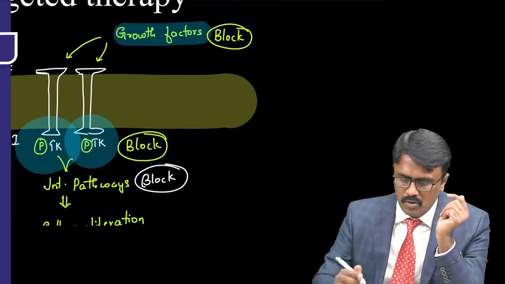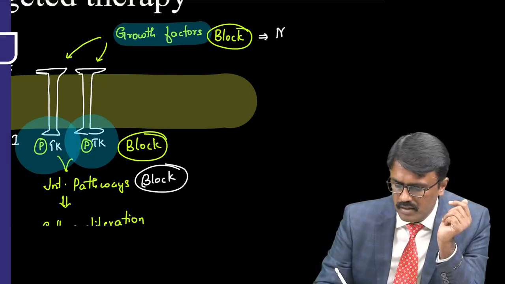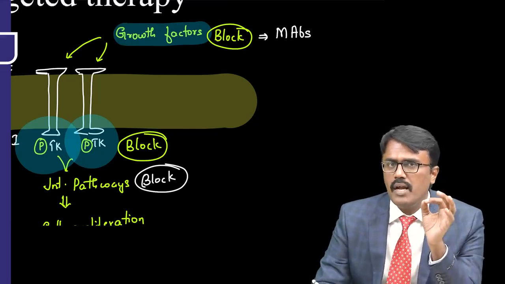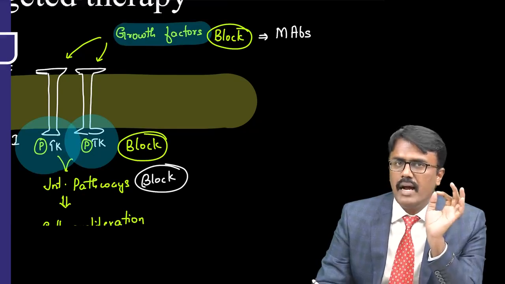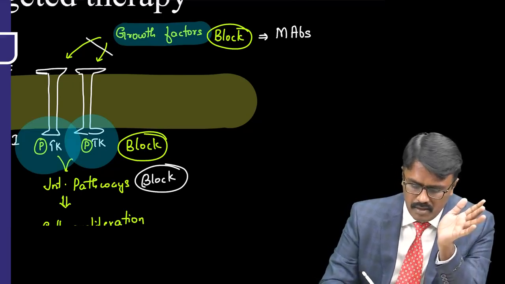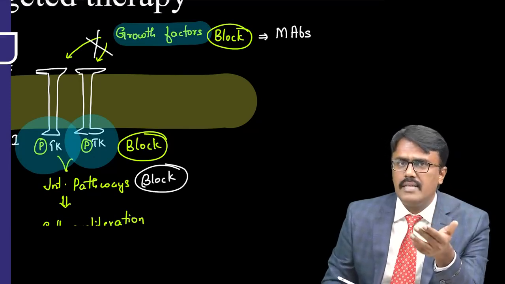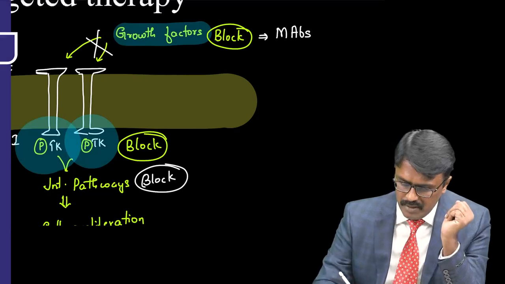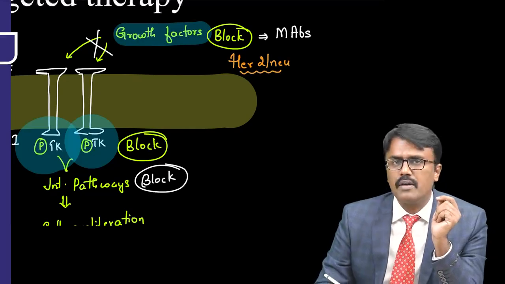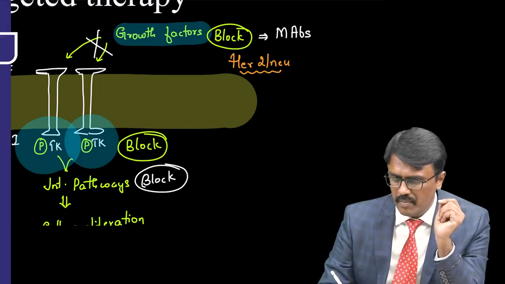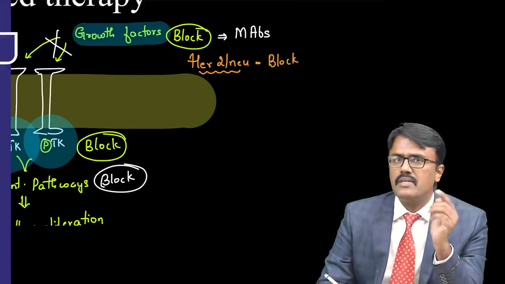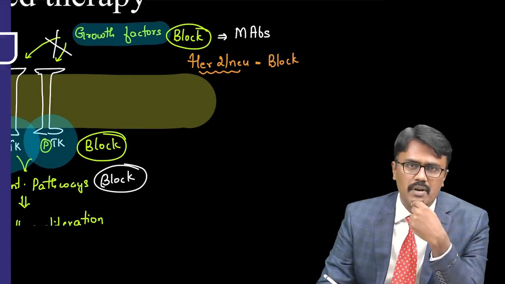So basically, the growth factors can be blocked by using MAbs. Now, what does MAbs stand for? MAbs stands for monoclonal antibodies. Now, these will attack the growth factors wherever they are, and they will block them. If growth factors are blocked, they cannot bind to the receptor, and the cancer cells cannot proliferate. For example, there is a growth factor called HER2/neu. HER2/neu is a growth factor for breast cancer. Now, if HER2/neu is blocked by using a monoclonal antibody, then what happens? They cannot bind to the receptor and they cannot cause cell proliferation.